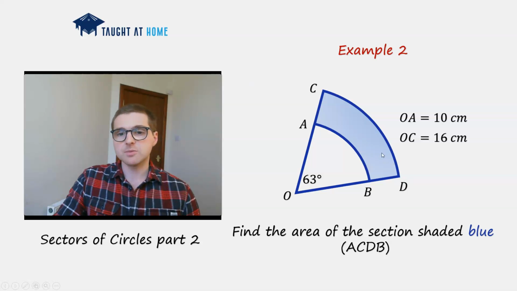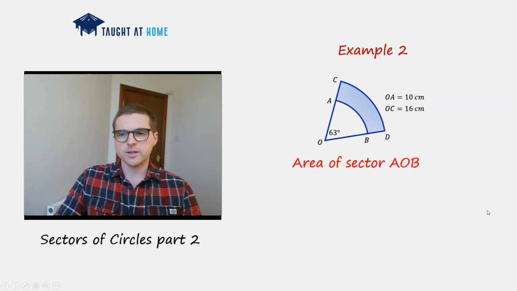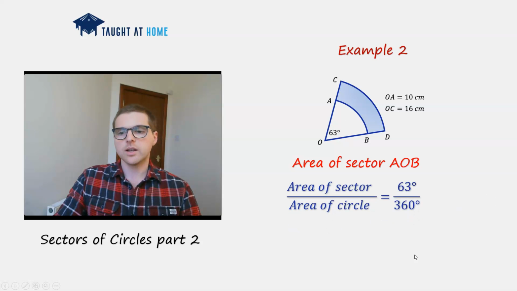So there are a number of techniques, but the technique that we could use is if we know the area of the sector of COD, and we know the area of the sector AOB, we can subtract one from the other to get the blue shaded part, and that's what we'll do. So let's find the area of the sector AOB, so the smaller of the two here. Okay, again we've got the ratio of the area of the sector to the area of the full circle is equal to the angle at the centre, which is 63 degrees over 360.